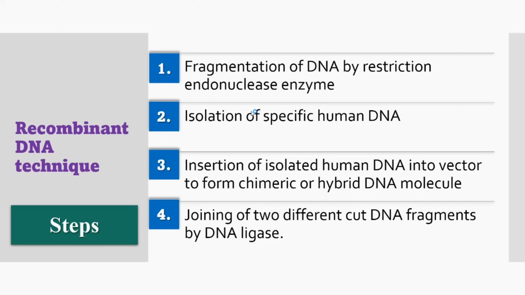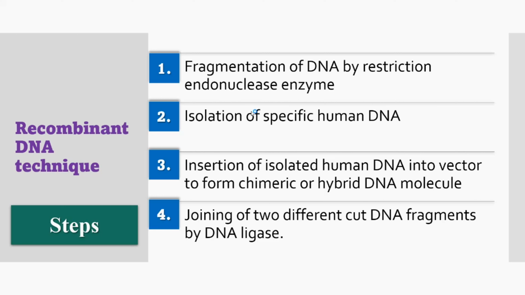Once we fragment the intended DNA, then we need to separate it from other fragments. That means maybe we have the entire genome, but we cut the specific intended DNA. We need to isolate only these particular fragments. This is the second step. We can use electrophoresis or HPLC.